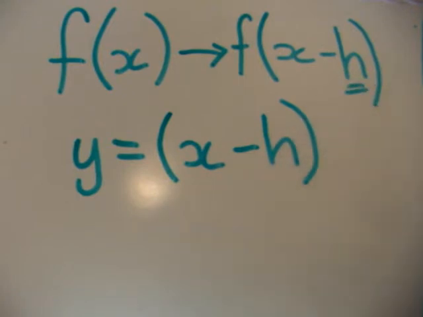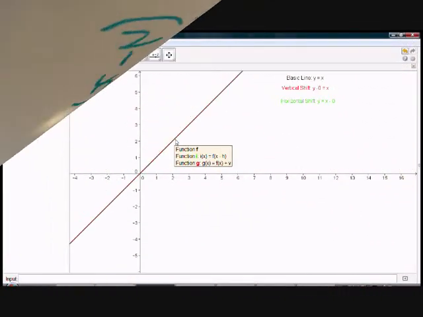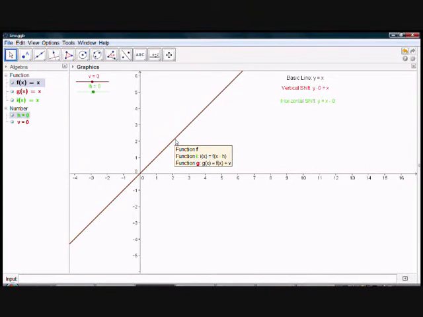Let's look at it on GeoGebra. Again, I have the straight line on the graph. This time the straight lines are three on top of each other, the original function in green, the horizontal shift applied to the x, and the function in red with the vertical shift. Originally I start with no shift at all.